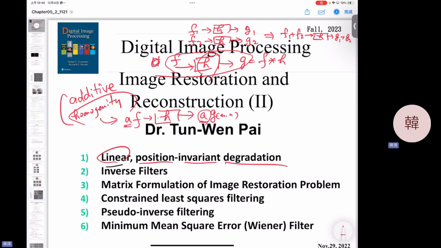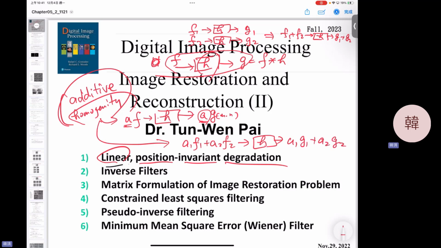Okay, so this is homogeneity. You amplify by a scale, and your output is the degradation model's output amplified with the same parameter. So in general, for these two, we have A1 F1 plus A2 F2. We input this one, and we get A1 G1 plus A2 G2. So it's a linear model.